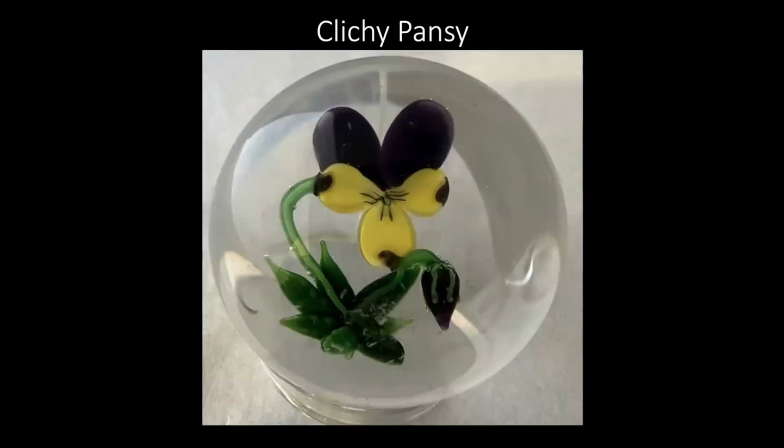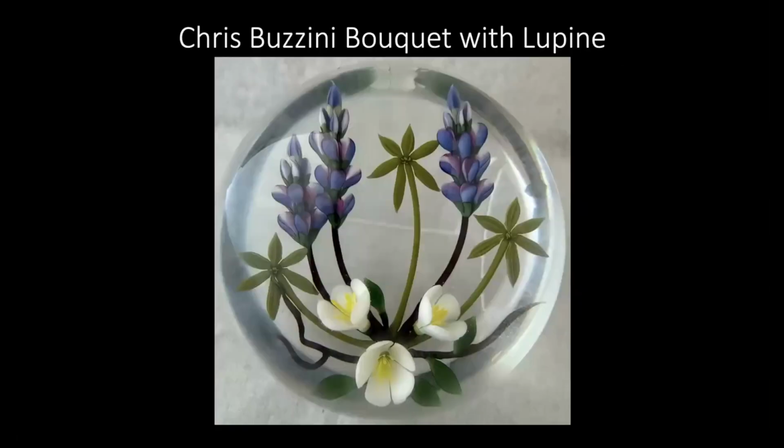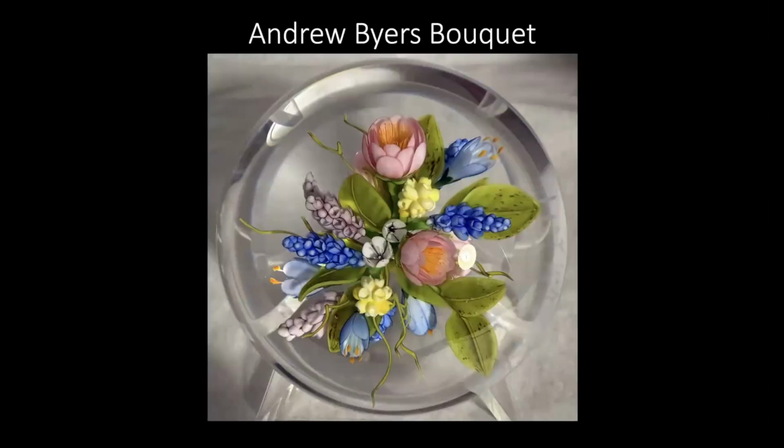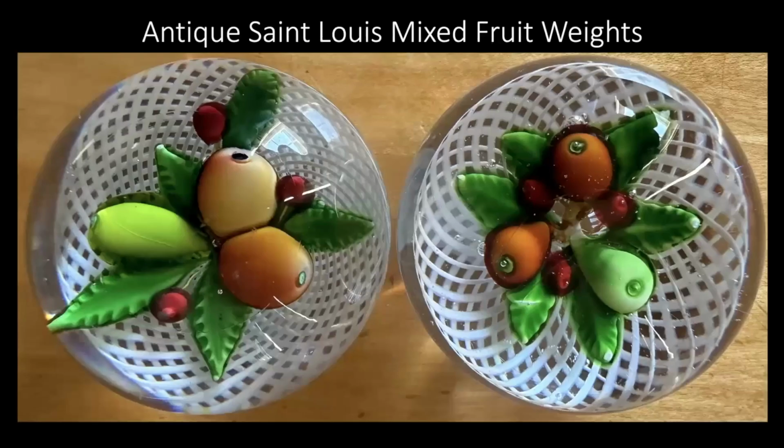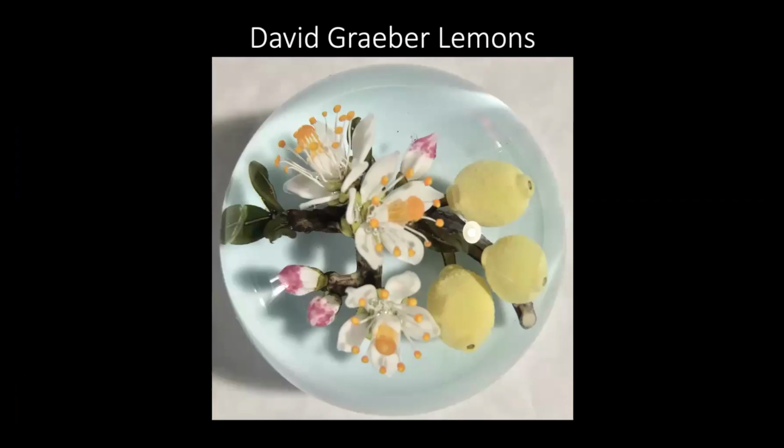Most representations of nature in paperweights are on a small scale, such as one or more flowers, like this cliche pansy, or this orchid from Paul Stankard, or a collection of flowers, like this bouquet from Chris Bozzini, or this mixed flower bouquet from Andrew Byers. Fruit were a popular subject for Antique Saint Louis and New England Glass Company and Boston Sandwich, and have also been represented by more contemporary makers like Delmo Tarsitano and David Graeber.